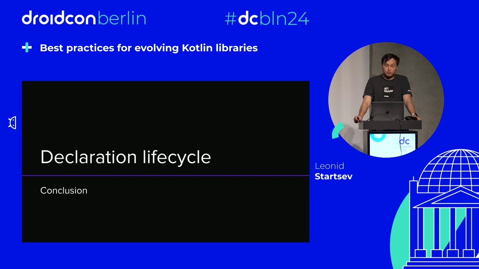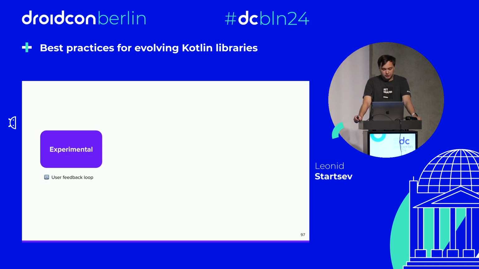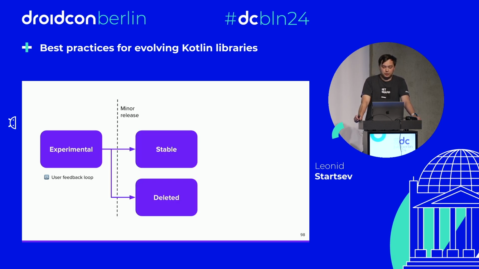So to conclude this talk, we can form something called a declaration lifecycle. First, any new functions in new API, any new classes will likely be at the experimental stage. By marking them experimental, you can get a fast feedback loop from your users. You can iterate on the design quickly. You can change parameters, change parameter names, add new classes, delete classes quite fast. After that, you are either satisfied with your API shape and you promote it to stable, or you delete it and start again.